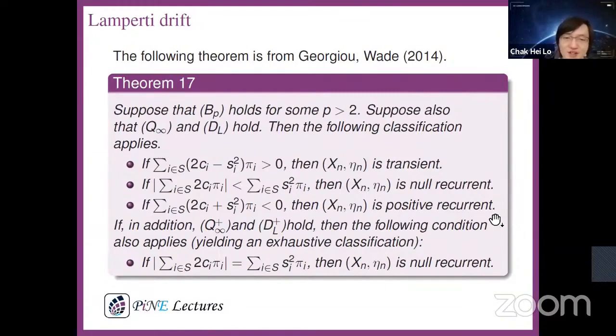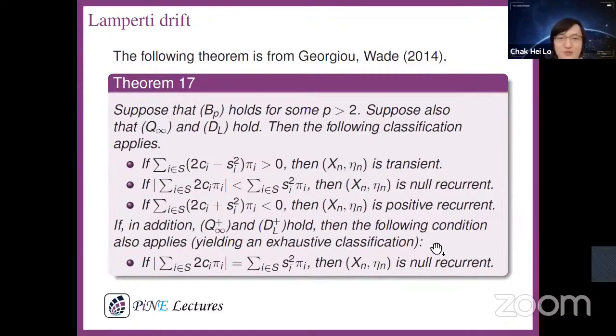And in fact, if you assume a bit more, say instead of the exact power, you assume a lambda power more in your conditions, then you actually yield an exhaustive classification here. So you see there's no equal sign here. In fact, if you have this additional assumption, then if it's equal, you actually get null recurrence too for the critical case here. Okay, so this is a very good result.